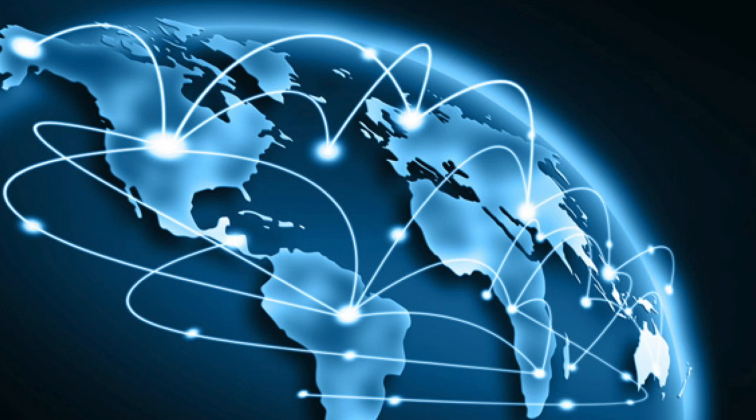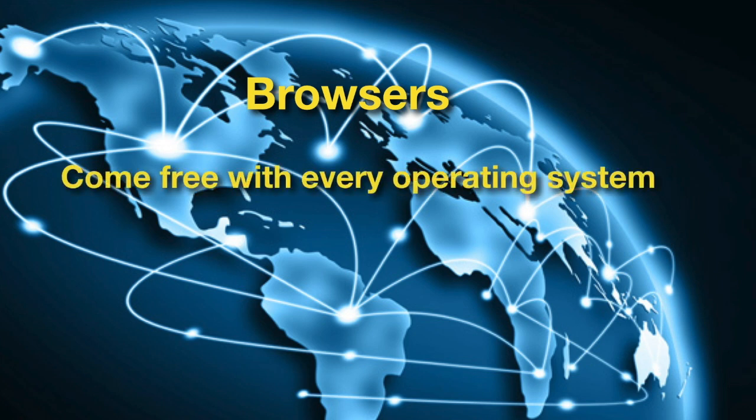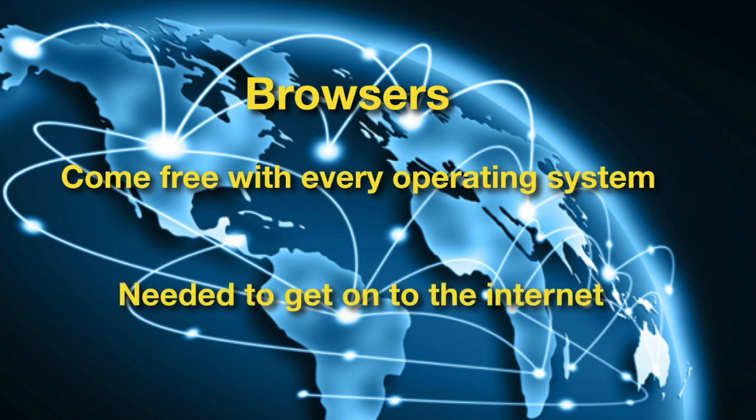The World Wide Web, or Internet, covers every country and contains billions of websites. In order to access these websites, we need a way to do it, and the tool we use is called a browser or a web browser. Web browsers come free with every operating system, and we can't get on the internet without them. So what are they?